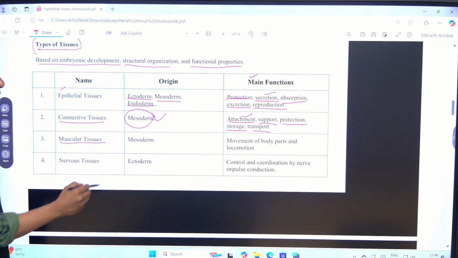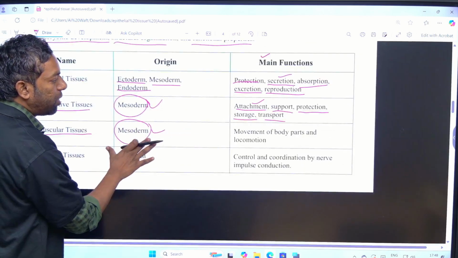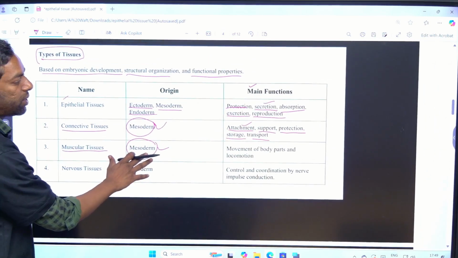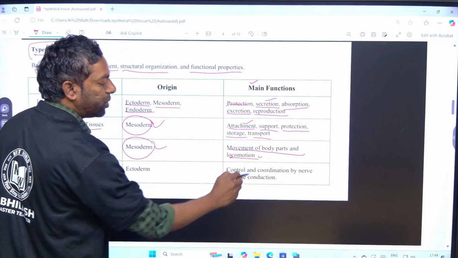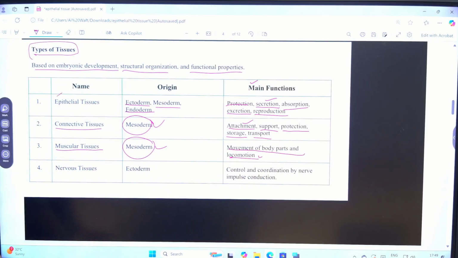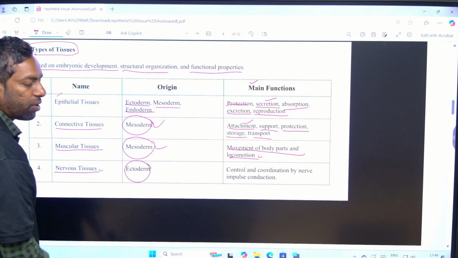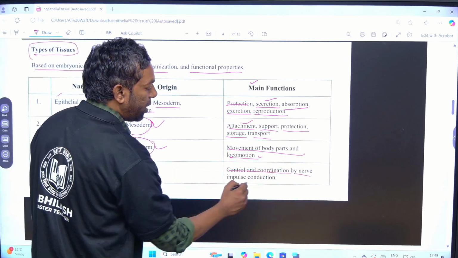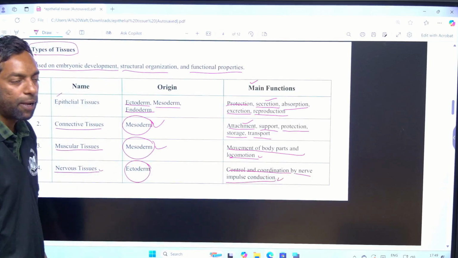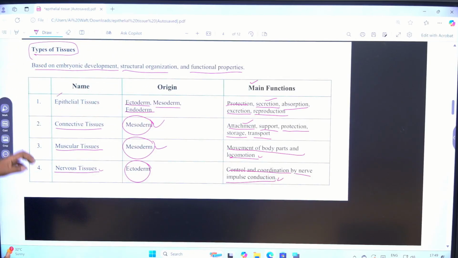Muscular tissue is also of mesodermal origin. It is involved in the movement of body parts and locomotion, as we know from the skeletal system and muscle. Nervous tissue is of ectodermal origin, involved in control and coordination by nerve impulse and conduction. These are the functions of the three main tissues in the animal body.